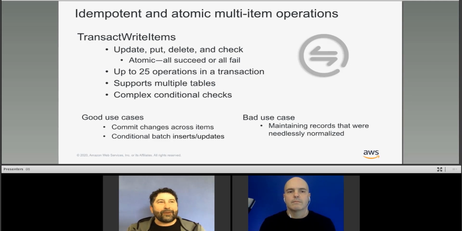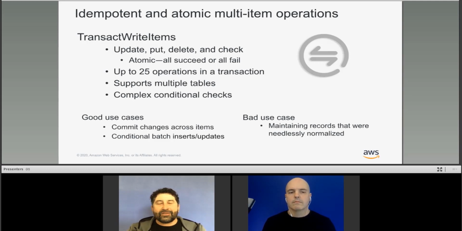And this allows us to update, put, delete, or check across 25 different items, 25 different operations in that transaction. And it's all atomic. It's all succeed or all fail. So this can actually be done across tables, as long as the tables are in the same AWS account and region. And it's capable of doing complex conditional checks.